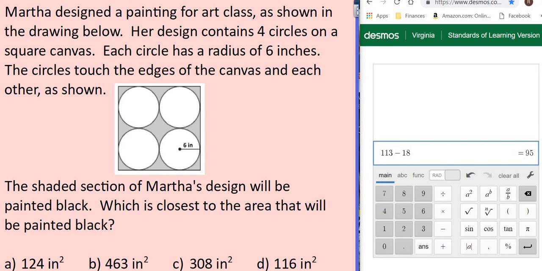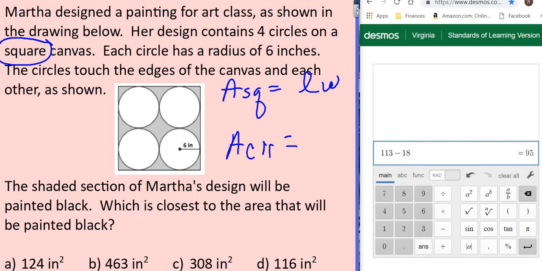It looks like to me that the whole canvas is a square. It says it's a square. All right, so we're going to have to find the area of a square, which is length times width. Then we're going to have to find the area of a circle, but we actually need 4 of them, but we're going to start with 1. Well, to find the length and the width of this square may look difficult, but if you know that's 6, then you know this is 6, right? This other radius. And then you know this other diameter over here is also 6 and 6.